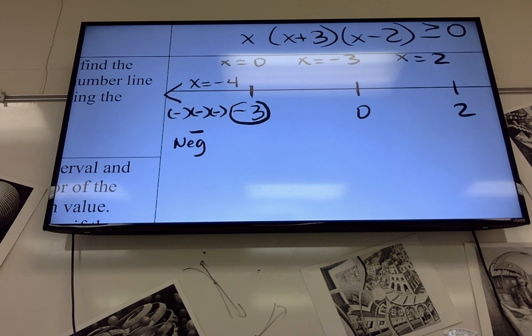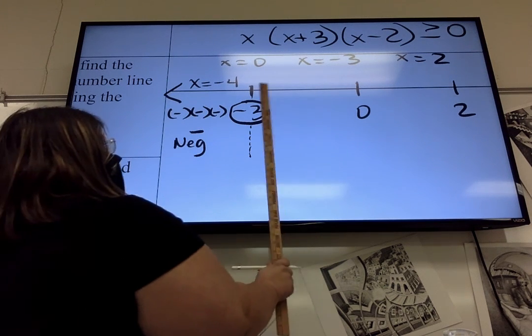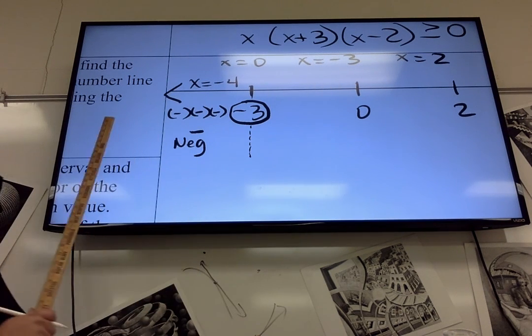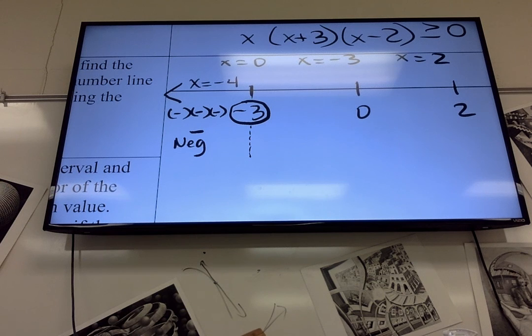I'm going to circle this just so I don't get it confused with any of my other things. Now we do the same thing. Between negative 3 and 0, pick a number. Negative 1. There we go. And determine, when you plug it in, whether each factor is going to be positive or negative.